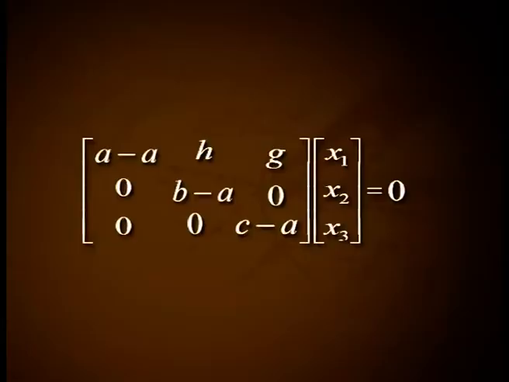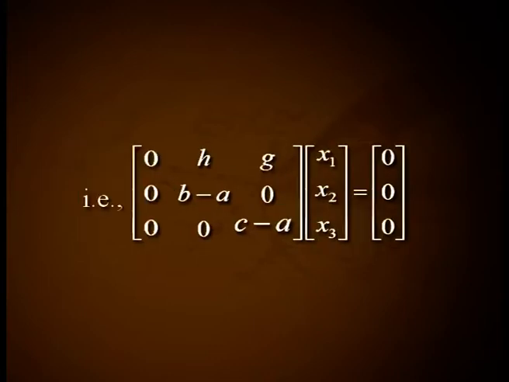Determination of latent roots of the matrix corresponding to lambda equal to A. The matrix [A minus A, H, G; 0, B minus A, 0; 0, 0, C minus A] into the matrix [x1, x2, x3] equal to 0. That is, the matrix [0, H, G; 0, B minus A, 0; 0, 0, C minus A] into the matrix [x1, x2, x3] is equal to the column matrix [0, 0, 0].